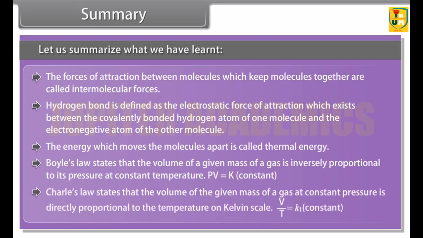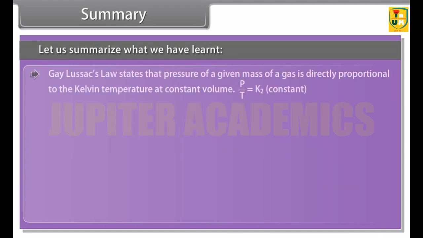Charles' law states that the volume of a given mass of a gas at constant pressure is directly proportional to the temperature on Kelvin scale. V by T is equal to K1, constant. Gay-Lussac's law states that pressure of a given mass of a gas is directly proportional to the Kelvin temperature at constant volume. P by T is equal to K2, constant.